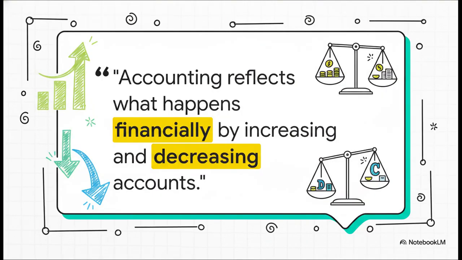I want to summarize our explainer today with this really empowering quote from the source. Accounting reflects what happens financially by increasing and decreasing accounts in the form of debits and credits. That is literally all it is. It's not magic, it's not some kind of impossible math. The double entry system is simply a logical, structured reflection of financial reality.